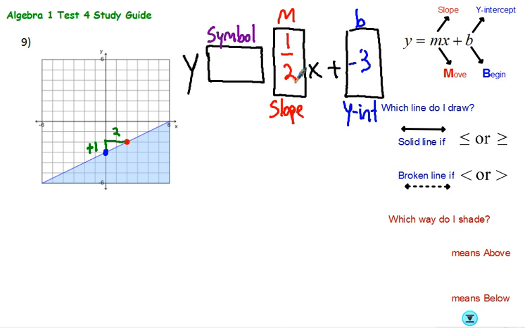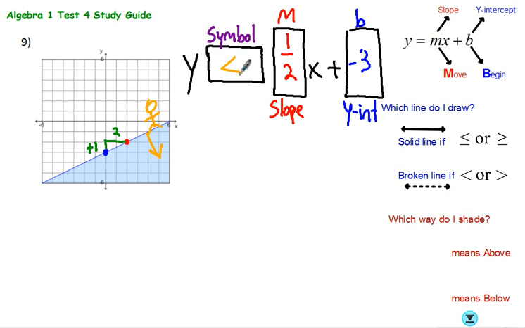And then let's see which way this thing goes. With the inequality, I'm going to bring my hiker guy out on the mountain. First of all, I'm going to look at which way this thing is shaded. Is it shaded above his head, or is it shaded below his feet? Well, clearly it's shaded below his feet. And so we know that below means less than. So that's going to be a less than.